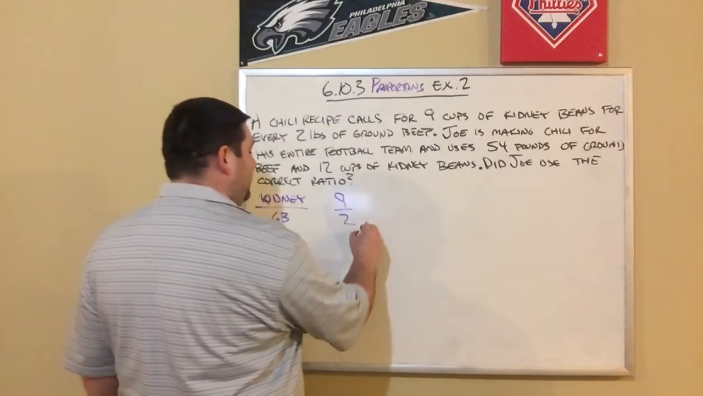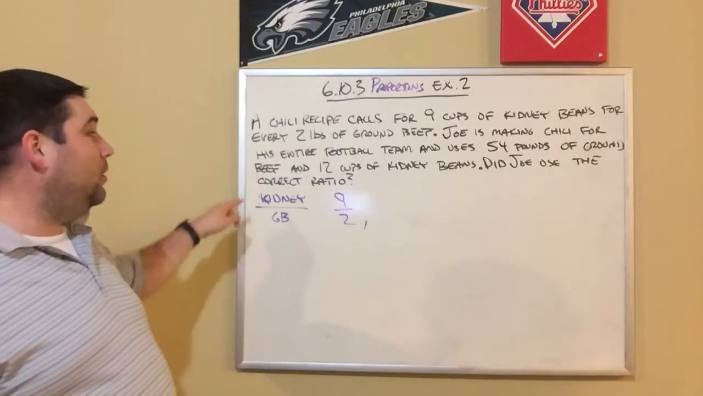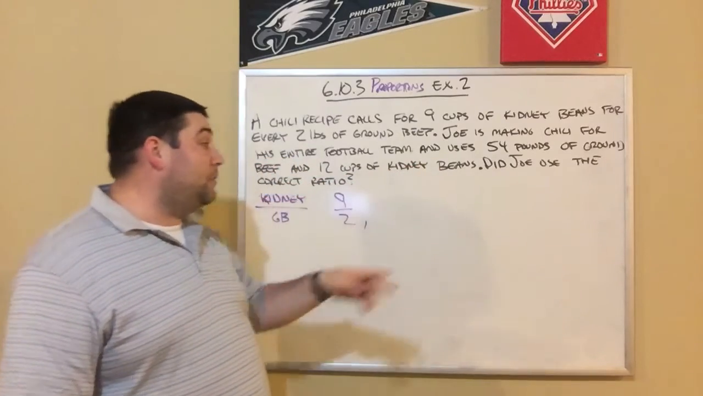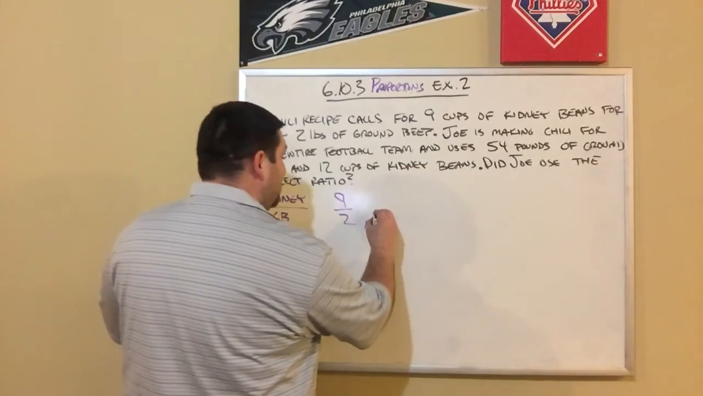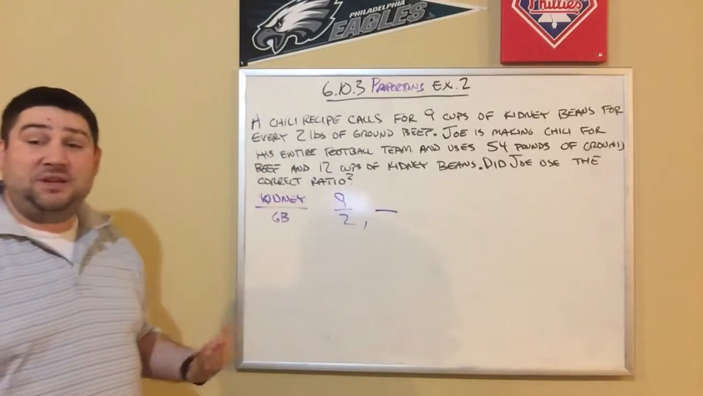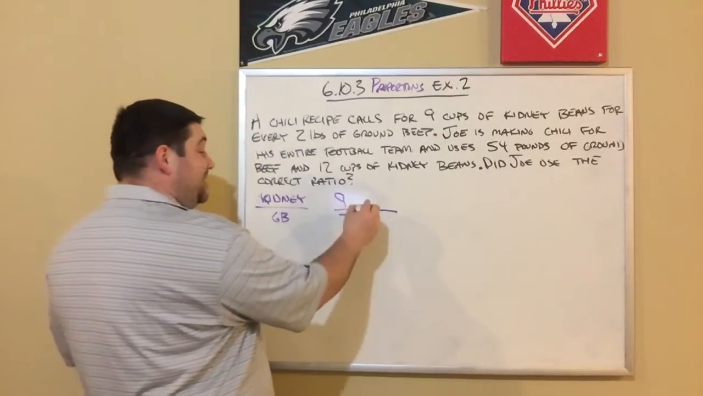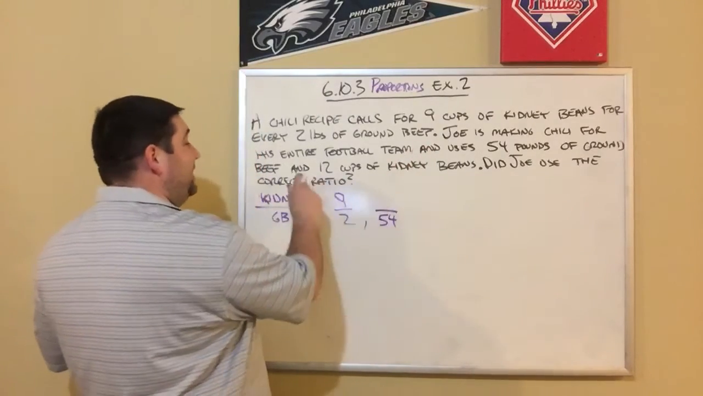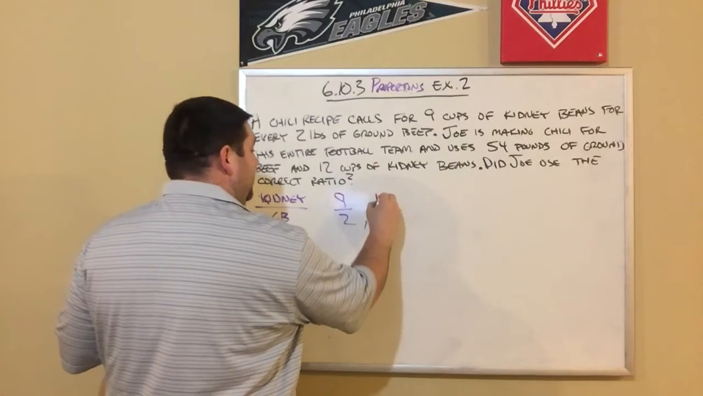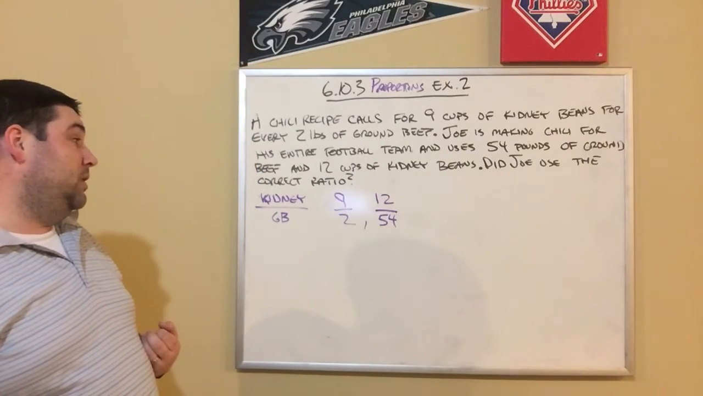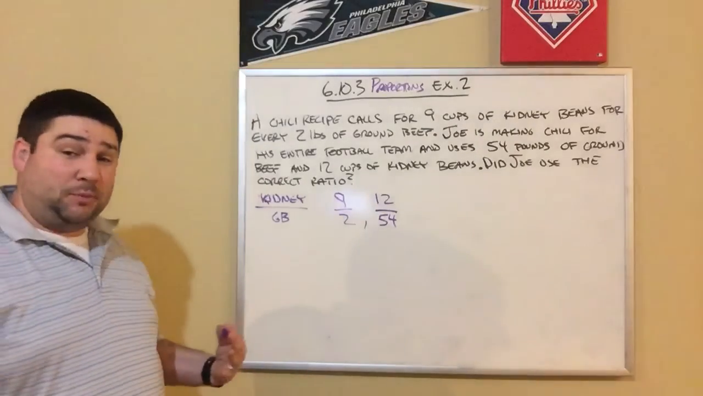So now let's look at what Joe did. Joe made chili for his entire football team and used 54 pounds of ground beef. So we said ground beef has to be on the bottom of our fraction. So that means 54 needs to be on the bottom. And then he used 12 cups of kidney beans. 12 cups of kidney beans. So now we can prove if this is a proportion or not.